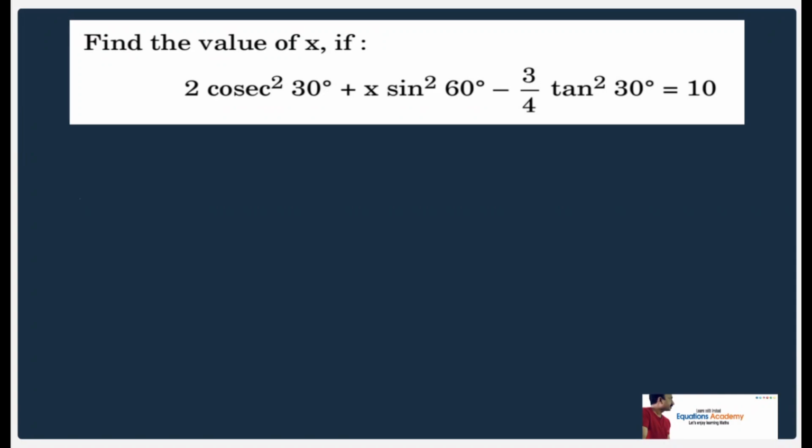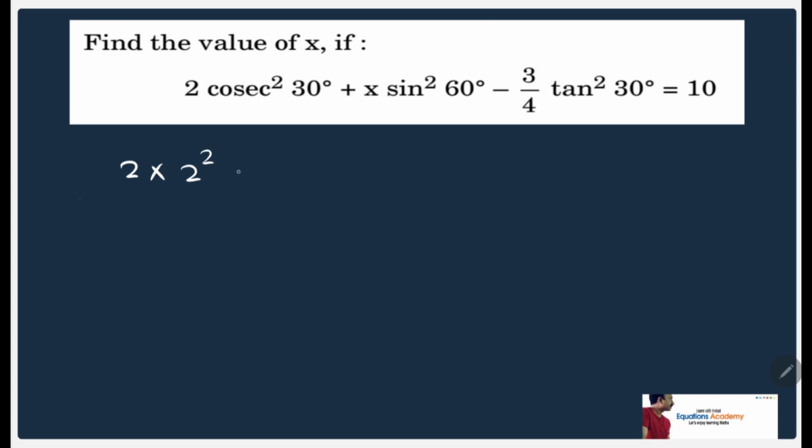Find the value of x if 2 cosec square 30 degree plus x sin square 60 degree minus 3 by 4 tan square 30 degree is equal to 10. We know that cosec 30 degree is equal to 2. So this LHS becomes 2 into cosec 30 is 2. So cosec square 30 will be 2 square.